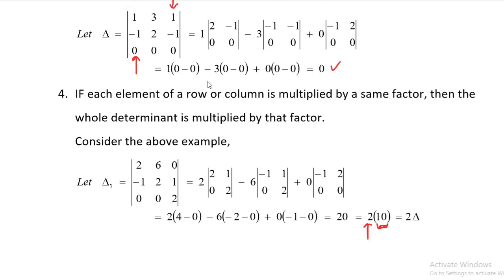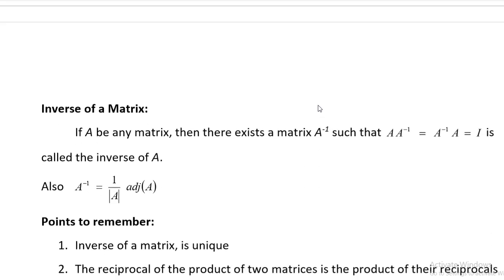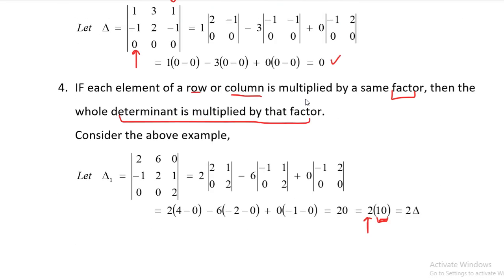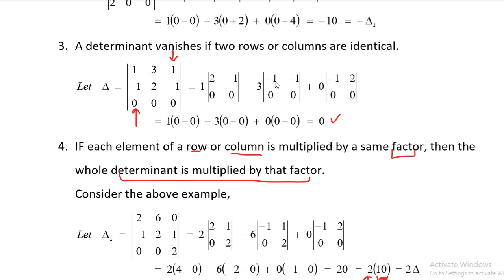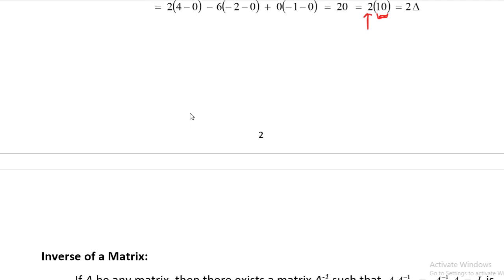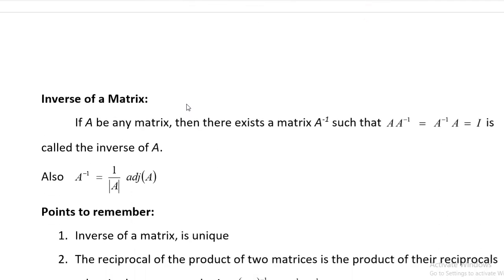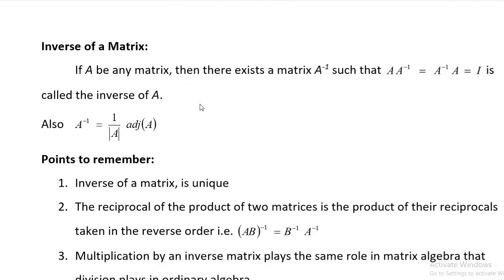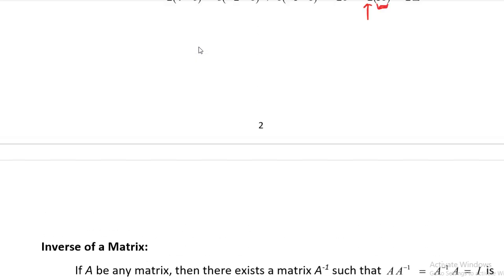Okay, so if any one row or any one column is multiplied by some factor, the whole determinant is multiplied by that factor too. So these are 4 properties of determinants which are very useful. Now let's move on to inverse of matrices. The next topic is inverse of a matrix. If a matrix is given, how can you find the inverse?